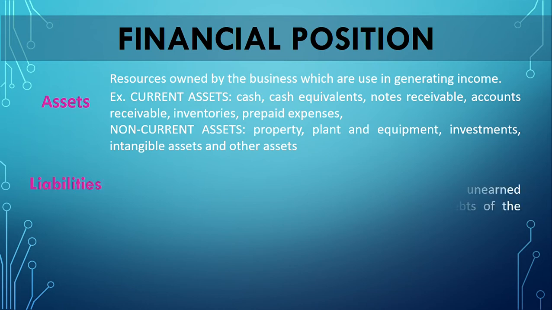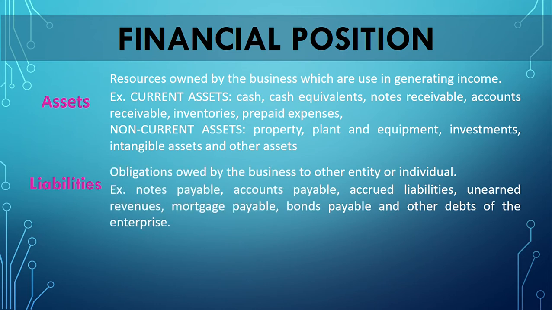Next, liabilities. Pag sinabi nating liabilities, this refers to the obligations owed by the business to other entity or individual. So, ibig sabihin, ang may pagkakautang dito, hindi ang customer. Ang may pagkakautang dito ay ang business mismo natin. Halimbawa, ang business ko ay may pagkakautang kay Mr. A. Si Mr. A ang supplier ko. So, ako, umorder ako ng supply kay Mr. A pero hindi ko pa siya binabayaran. So, ibig sabihin, may pagkakautang ako kay Mr. A or yung business natin ay may pagkakautang kay Mr. A.